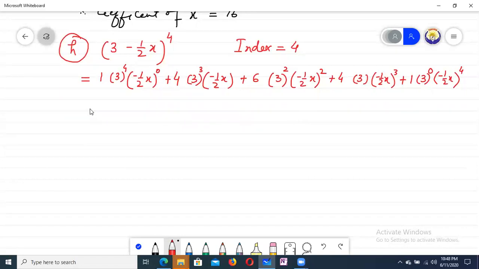Now we'll simplify. How can we simplify this? Anything raised to the power 0 is 1. Here 3 raised to the power 4 will be 81. 3 3s are 9, 3 9s are 27, 3 27s are 81. Here will be 81. Then in the next term, this minus into plus is minus. Here is 3 cube. 3 cube is 27. This 4 divided by 2 will be 2. 27 2s are 54.